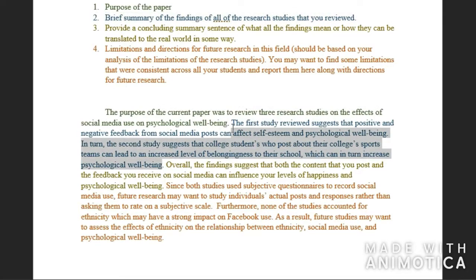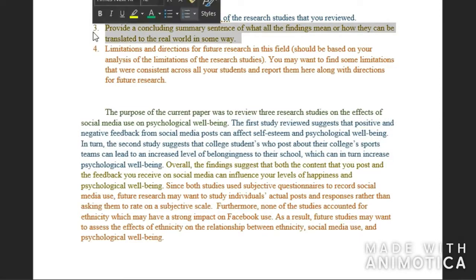studies that you reviewed. So, for example, the first study I reviewed suggests that positive and negative feedback from social media posts can affect self-esteem and psychological well-being. In turn, the second study suggests that college students who post about their college sports teams leads to an increased level of belongingness to their school, which can in turn increase psychological well-being.